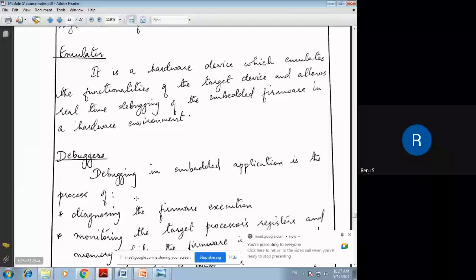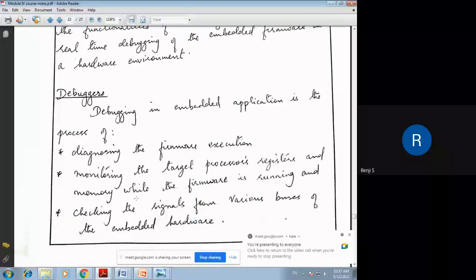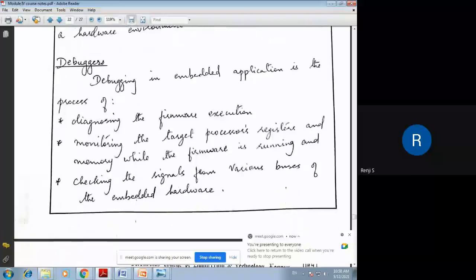Okay. So now we are going to debuggers. What are debuggers? In this section we have to cover simulator, emulator, and debuggers. So the last section is debuggers. Now, what is debugging? And what is the function of a debugger?